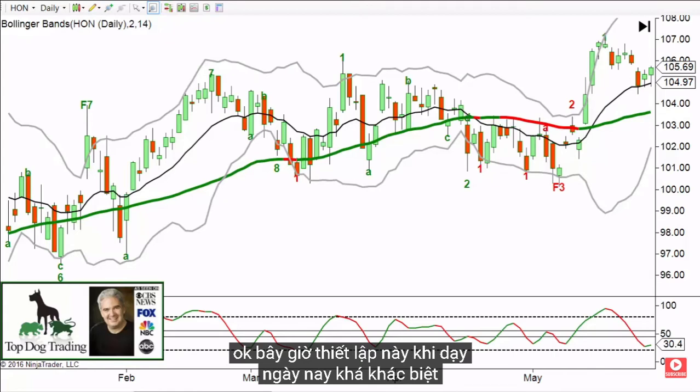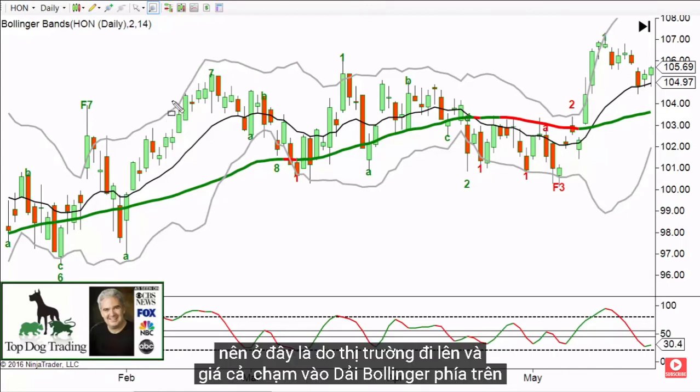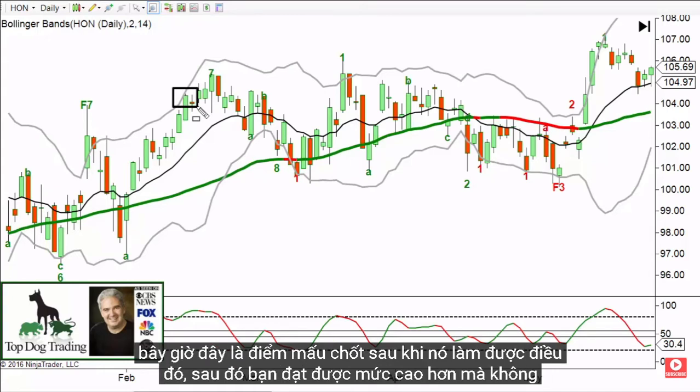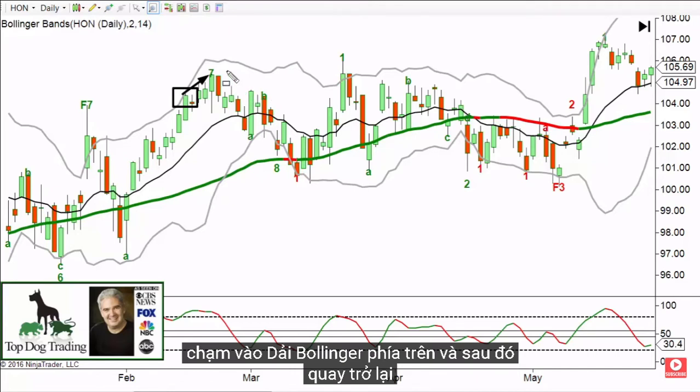Okay, now this setup that we're teaching today is quite different. So here it is. The market goes up and price touches the upper Bollinger Band. Now, here's the key. After it does that, then you get a higher high that does not touch the upper Bollinger Band and then comes back down.